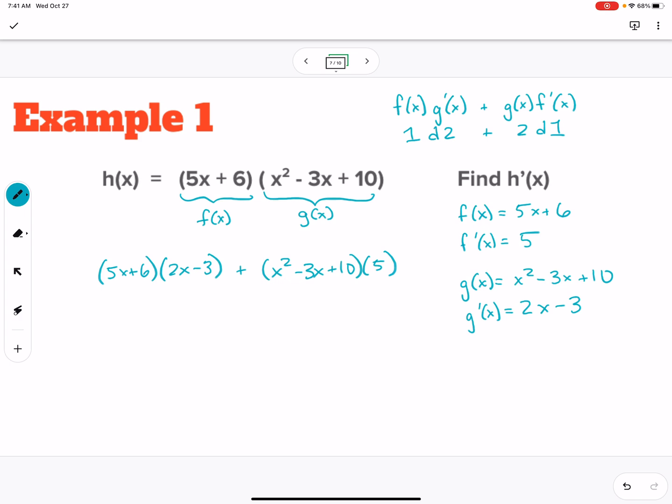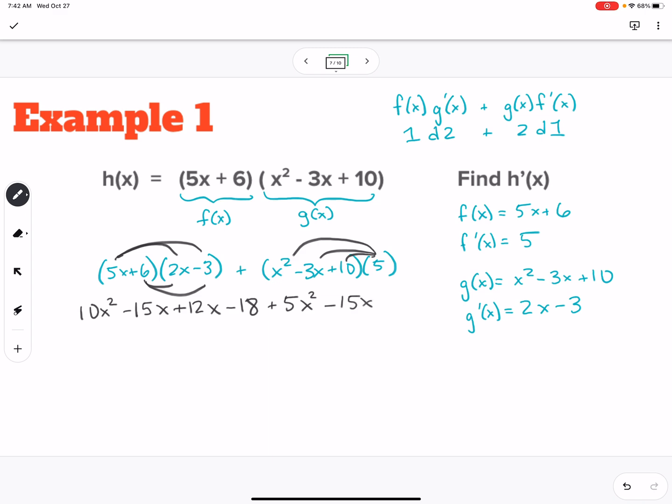Now from here, this just becomes a simplification process, so we are using that distributive property. I can take this 5x and multiply it to both. I get 10x squared minus 15x. Do the same thing with that 6 plus 12x minus 18. And then over here, I'm going to distribute that 5 to all of those parts. I'd get 5x squared minus 15x plus 50.